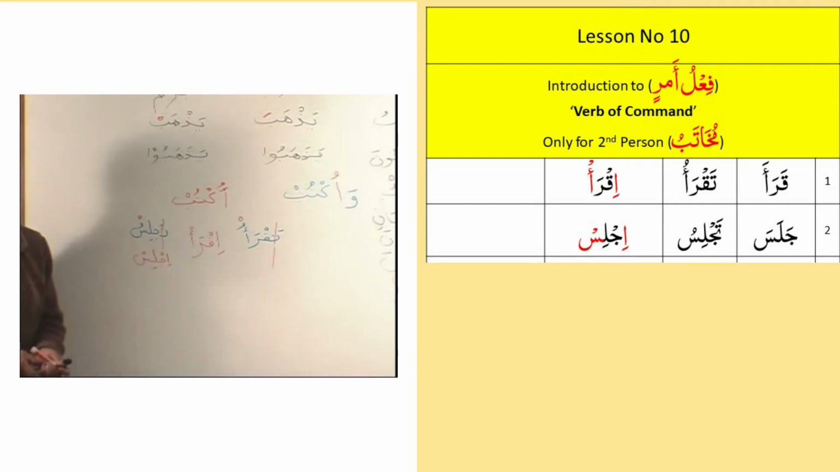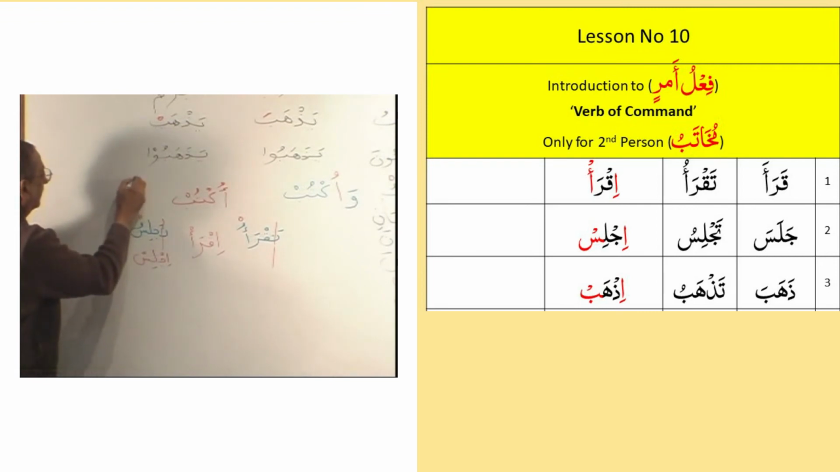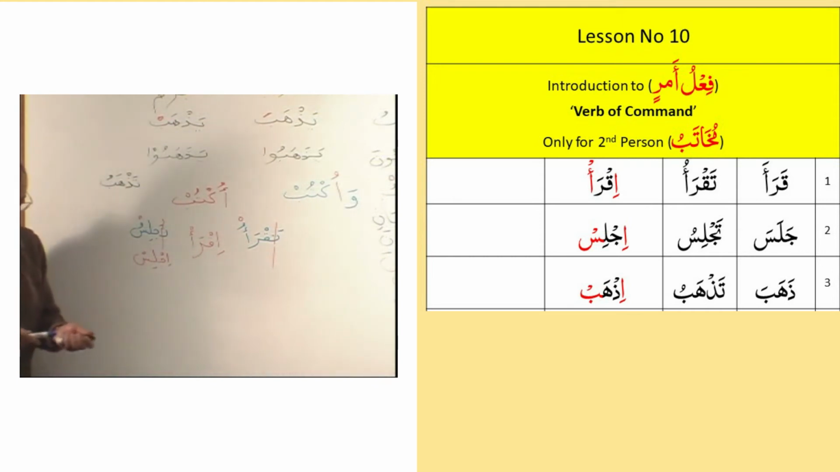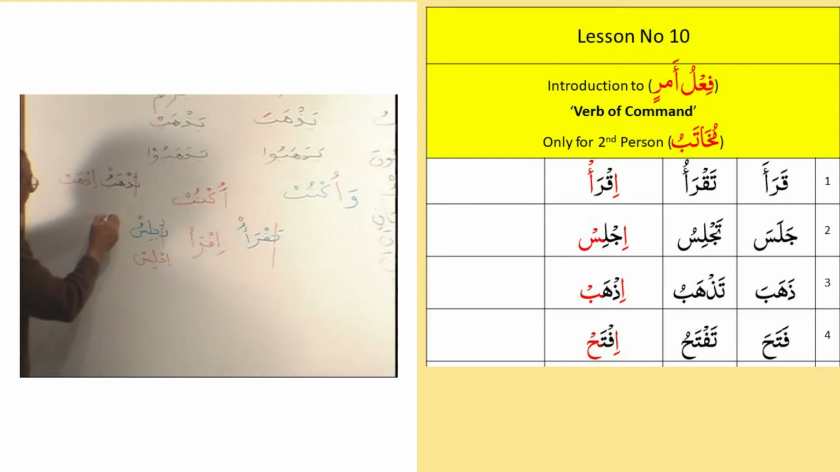Now let us do one with Fatha. Okay. Tadhhabu. How will you make Amr? Idhhab. One more. Fataha. Taftahu. I will write it down. Taftahu. How do I make Amr?